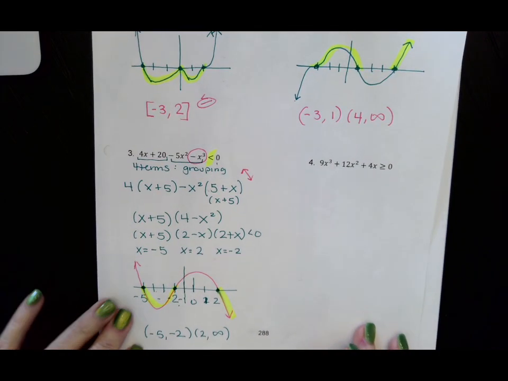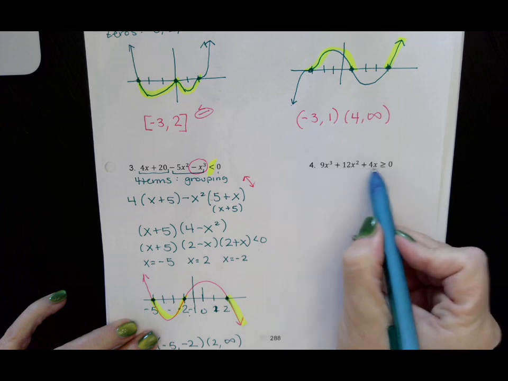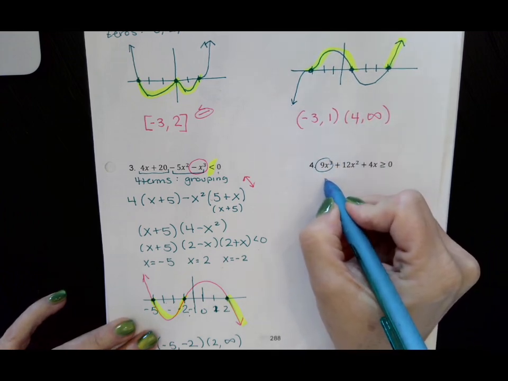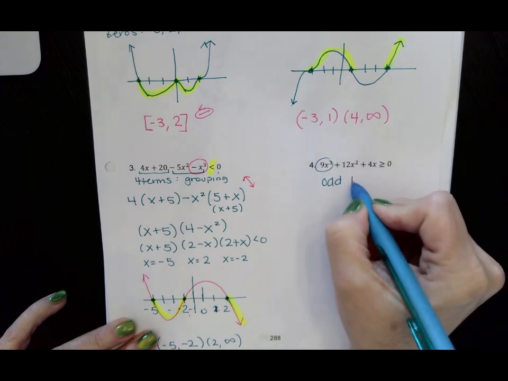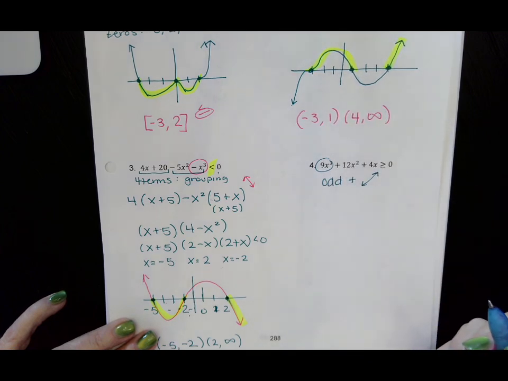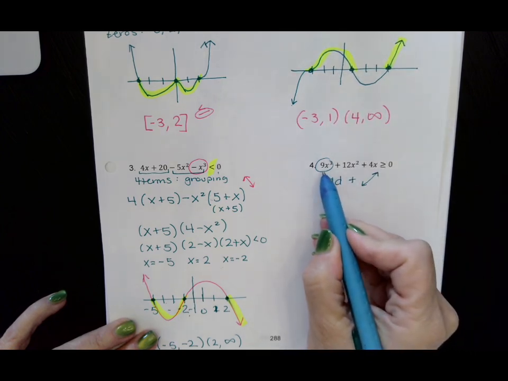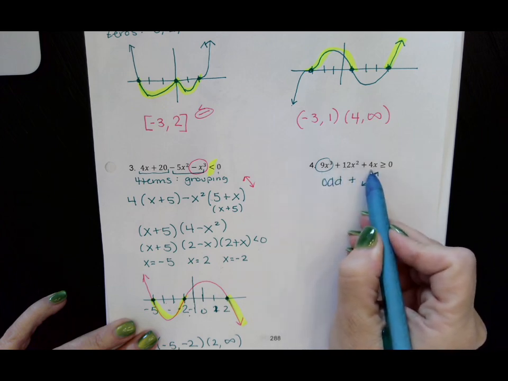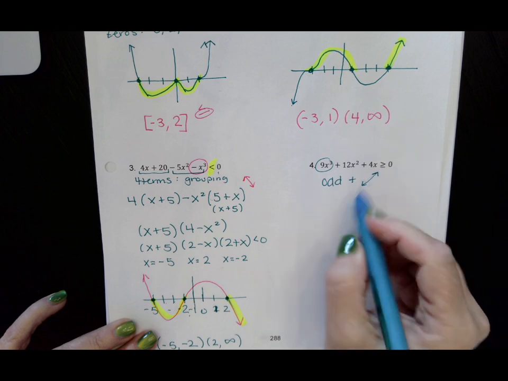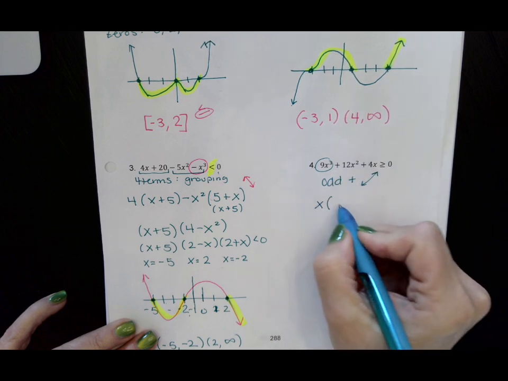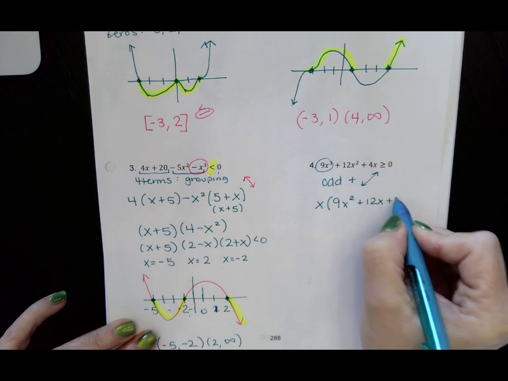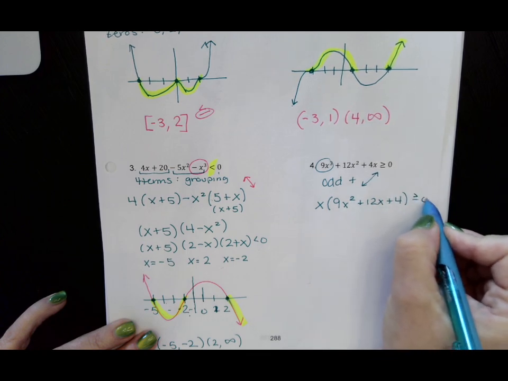All right, last one. So if I look at this, it's not factored. I have to factor it. I'm going to look at this biggest term. So it is odd positive. So odd positive is going to be down, up. So if I look at this, I can't pull out a number because I have odds and evens in the same thing here. That doesn't work. So I'm going to pull out just an x. And when I do that, I have 9x squared plus 12x plus 4. And this is greater than or equal to 0.